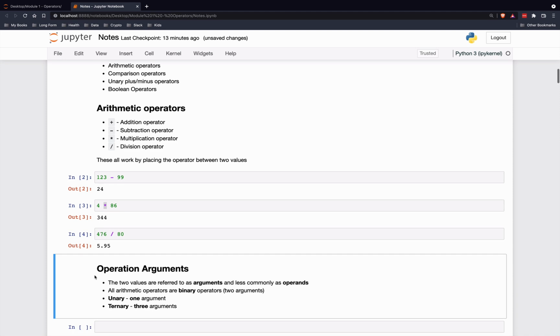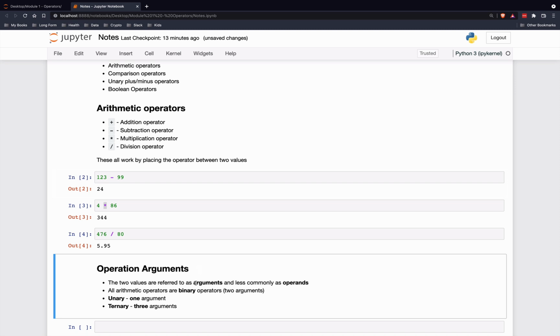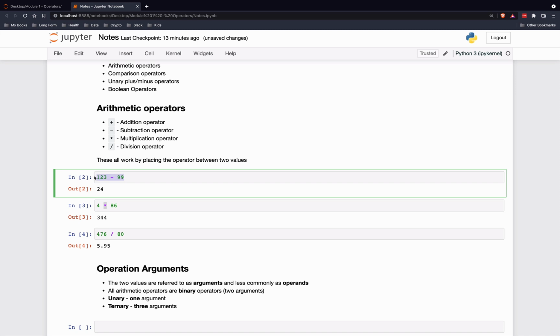Some terminology I want to cover here is not necessarily common to use, but it's just good to know all around in case it does come up. If you take a look at an operation using arithmetic operators, there will always be two arguments. I know this is kind of a funny word, argument, it just means the numbers that the operation will use. So there are two arguments here. The first one is 123. The second one is 99. Sometimes they're referred to as operands.